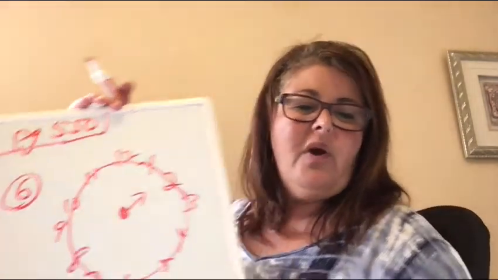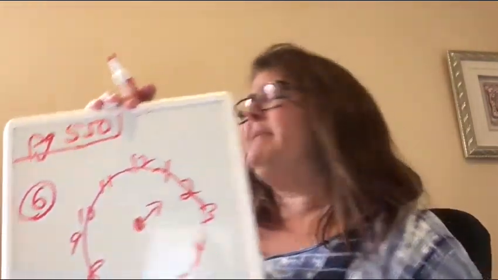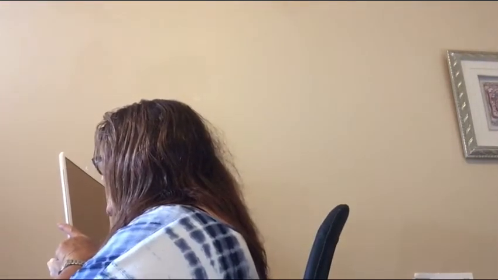So therefore, half past the hour means 30 minutes past the hour. Our hour is 60 minutes. Half past the hour means we're on the 30-minute mark, which means our long minute hand is going to go on the 6. So that is what 1:30 looks like on the clock.